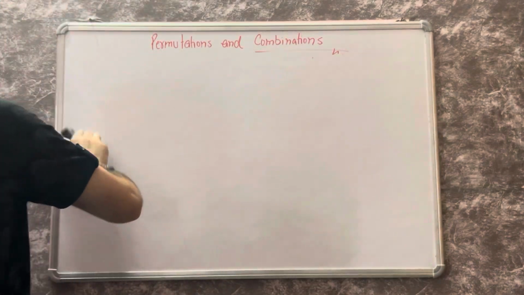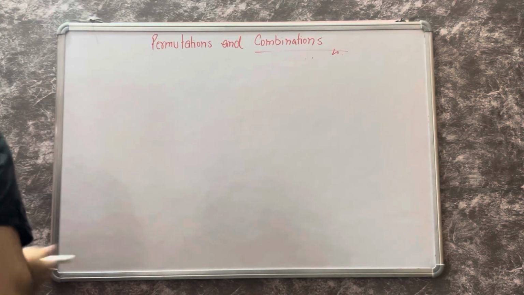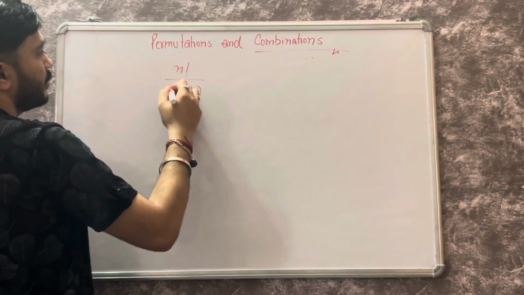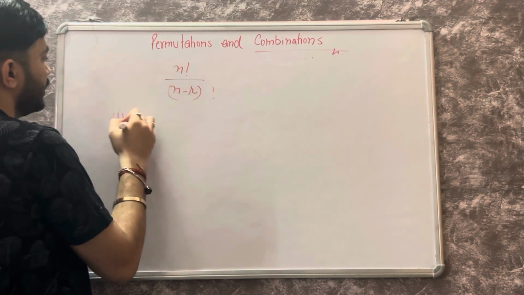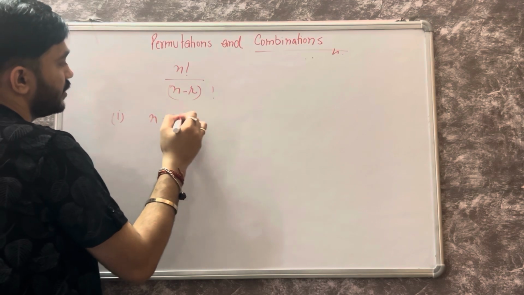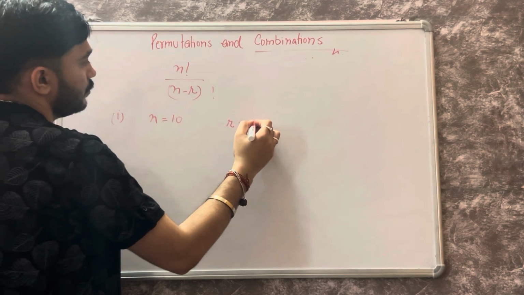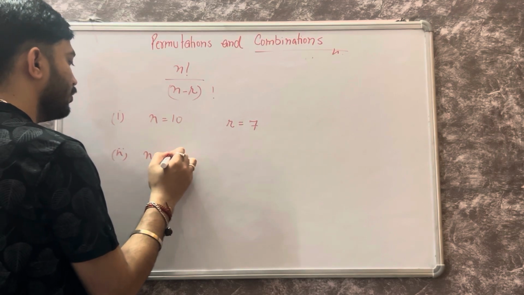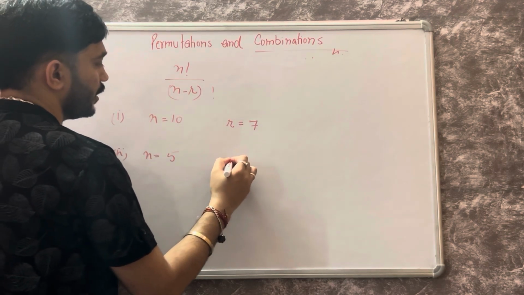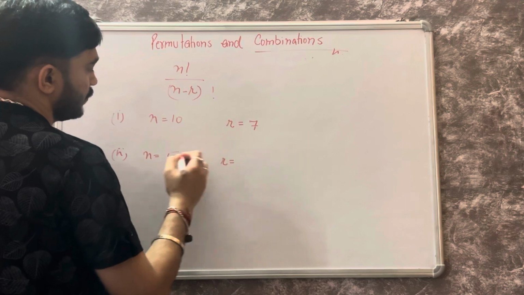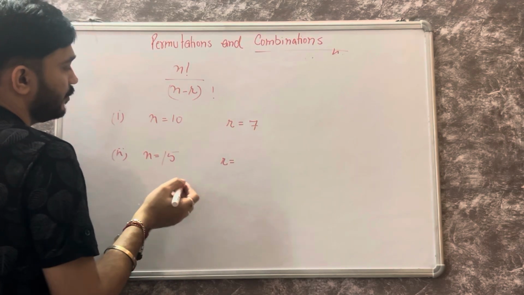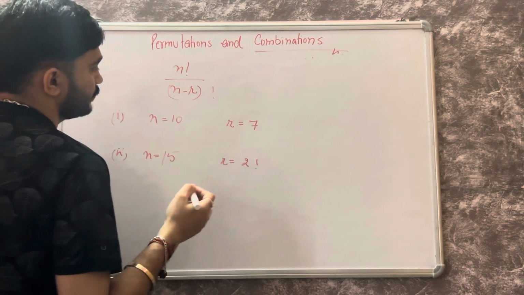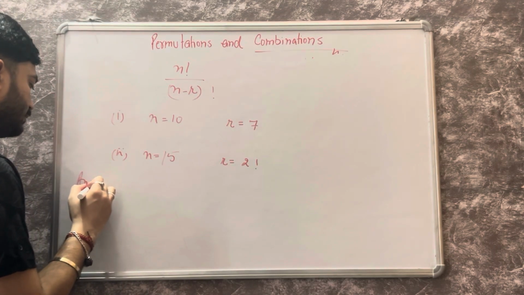what if you have to find the value of n factorial divided by n minus r factorial, where in first case the value of n given to you is 10 and the value of r given to you is 7, and in second case, let us say the value of n given to you is 15 and the value of r given to you is 2. Now let us solve these answers.